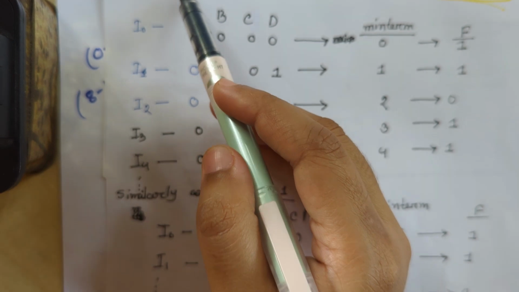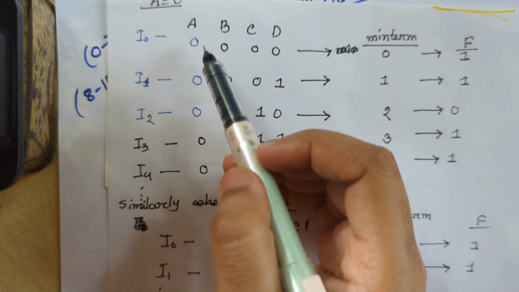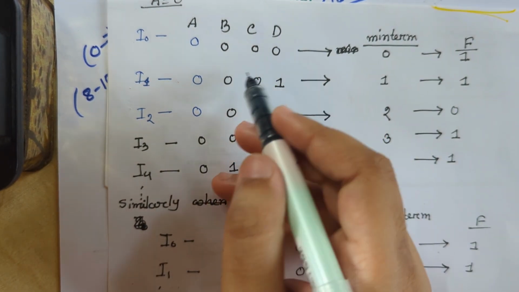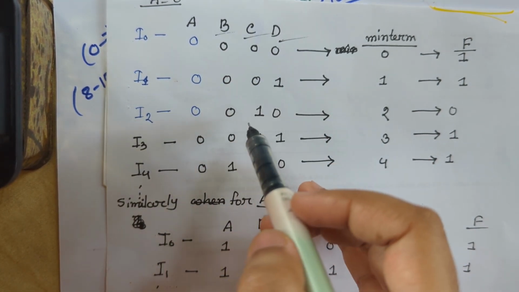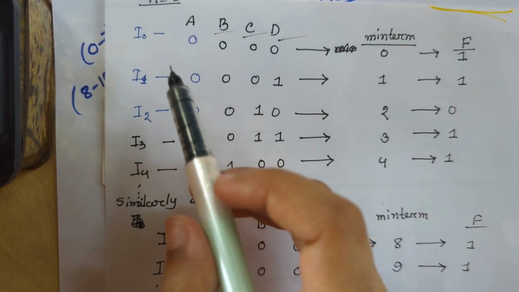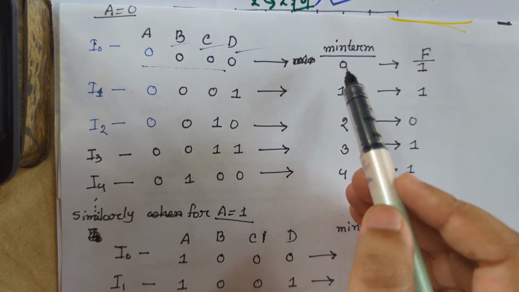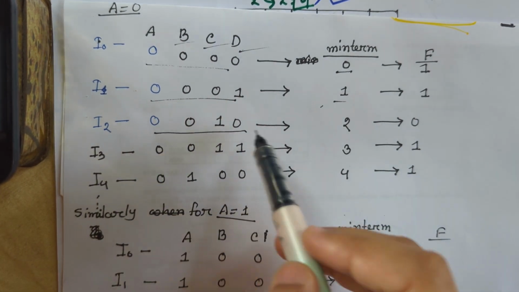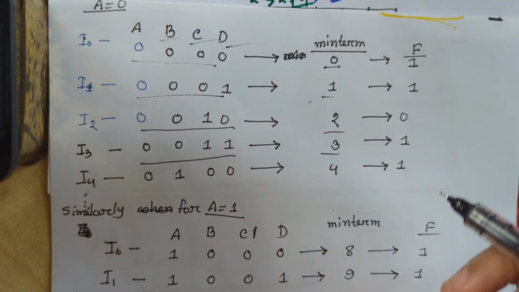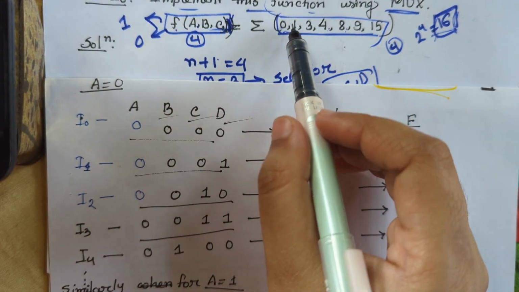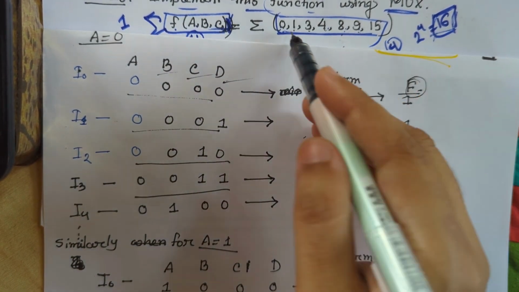We have considered A equals 0 and took the first 8 inputs. So we have written A equals 0, and let's write the combination of our 3 selectors B, C, D. These are 0, 0, 0, then 0, 0, 1, then 0, 1, 0, and so on. This is how we write all the combinations, and these are denoted as I0 to I7. For this we know that these represent minterms 0, 1, 2, 3 in our decimal boolean function. According to our given function, the minterms that are given are 0, 1, 3, 4, 8, 9, 15. So we will write the function as 1 at those minterms.